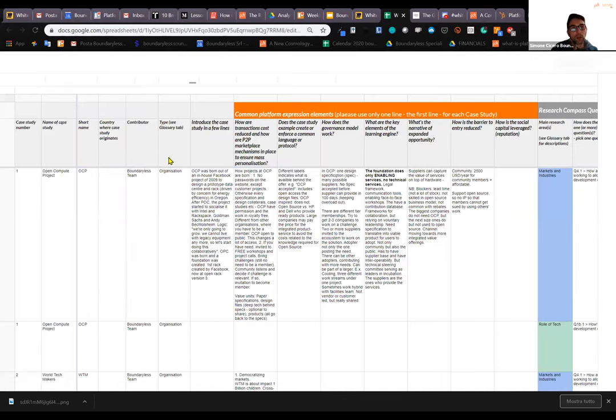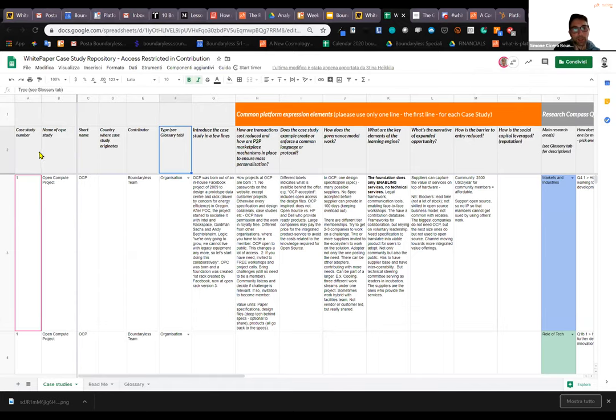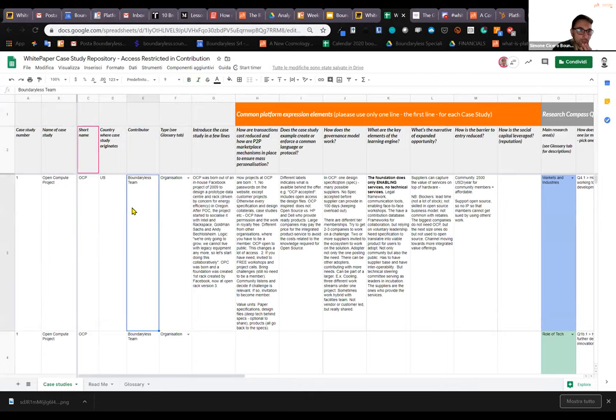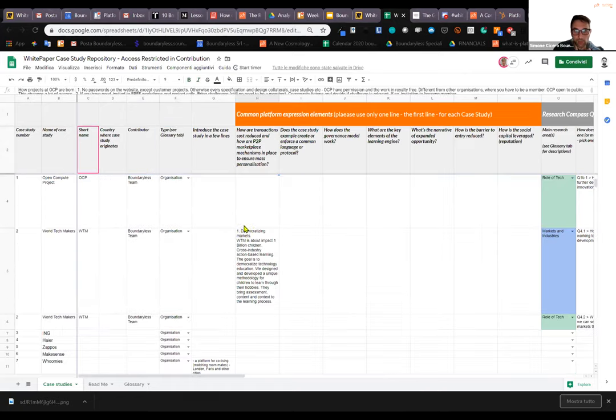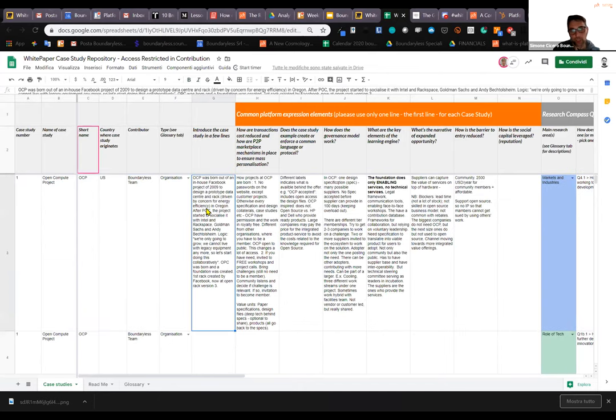So what kind of description are we going to use? How are we going to describe a case study? For sure, you will see the name of the case study, a country, in this case the US, the contributor that suggested the case study, and the type of case study. As we said a few seconds ago, we're talking about organization, society, or emerging case study here, and a quick introduction, a few lines.